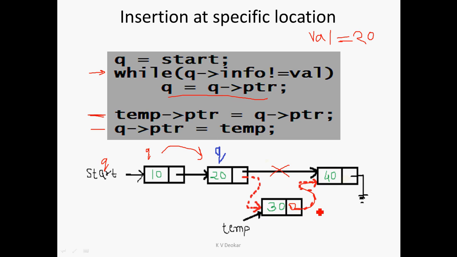Once this is connected, we have to make this connection. This is the Q PTR field, and it is now pointing to the temp. This is the line Q PTR equal to temp. With these two changes in the pointer fields, we have inserted the 30 node after 20. So this is nothing but insertion at a specific location.